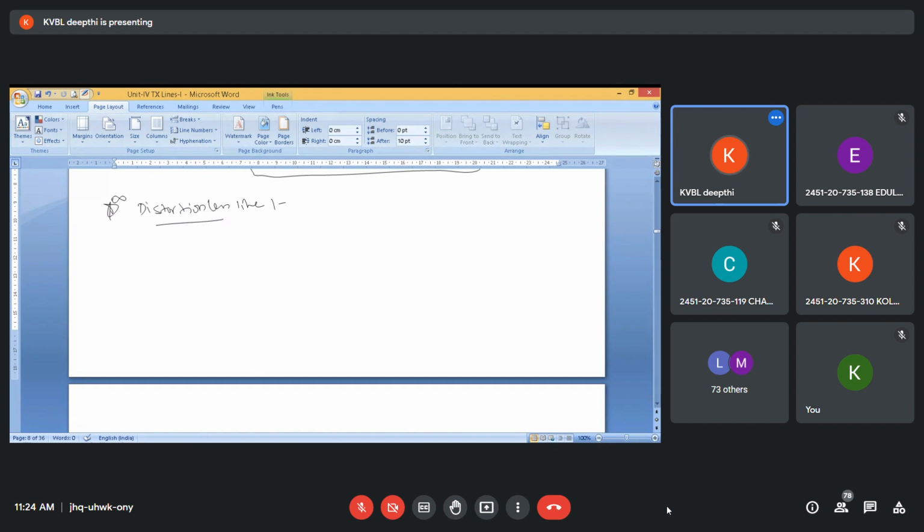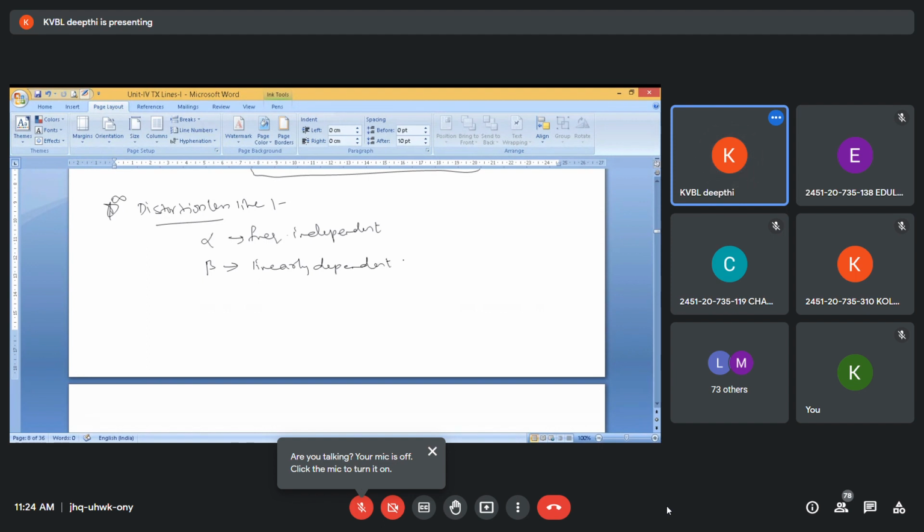A distortionless line is the one in which the attenuation value alpha is frequency independent, and the beta value is linearly dependent on frequency. Remember these two points.